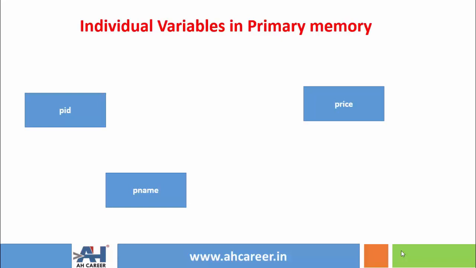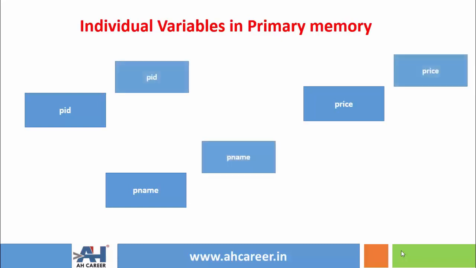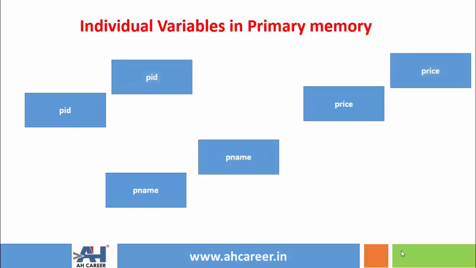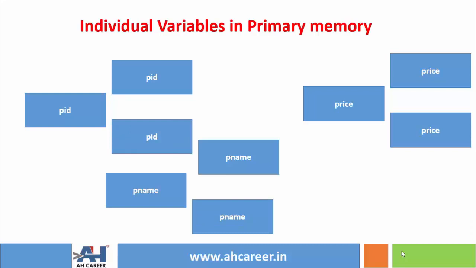And whenever you want to store information about a second product, then you are going to declare again a set of three variables. Again, if you want to store information about a third product, again you are going to declare three variables.